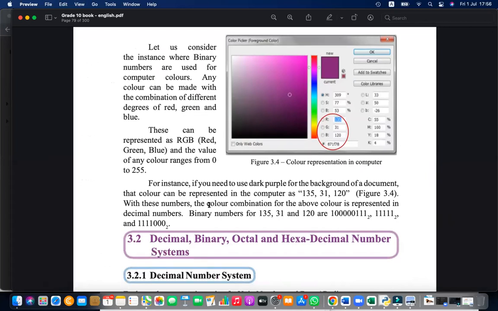Let's say, for instance, you need to use dark purple for the background of the document. These are the RGB values. Purple has more red, less green, more blue, but the red portion is high. So these RGB values are given and will be converted to binary, and this binary will be represented in hexadecimal. That is a bit odd, but let's see.